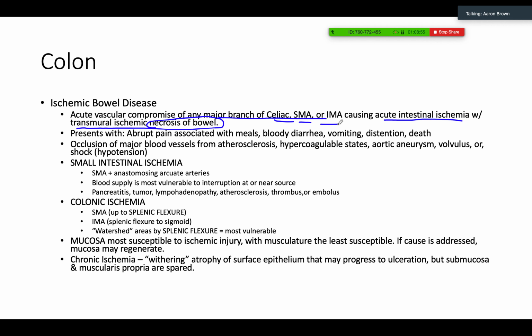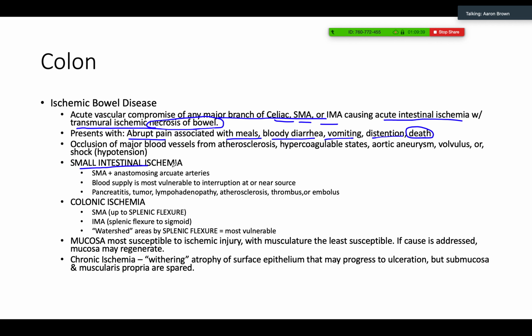When these patients eat, their GI tract is going to require more blood. When their GI tract starts requiring more blood, that's when they're going to start to have pain. Okay, so it's kind of like angina. Think about it. When you have angina is whenever you start exerting yourself, your heart requires more blood, that's when you have pain. For these patients, whenever they eat, their GI tract requires more blood, that's when they have pain. Okay, so these patients present with abrupt abdominal pain associated with meals. They are going to progress to bloody diarrhea. As the bowel is dying, they're going to have vomiting, distension of their abdomen, and they may even ultimately die. All right, very serious condition here.